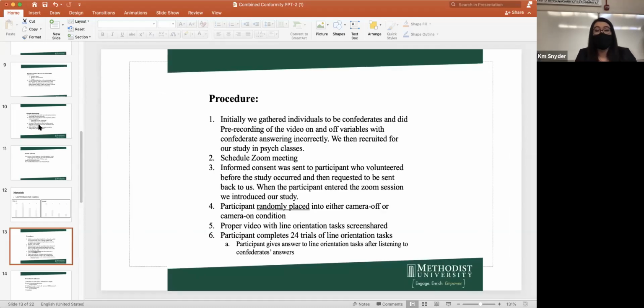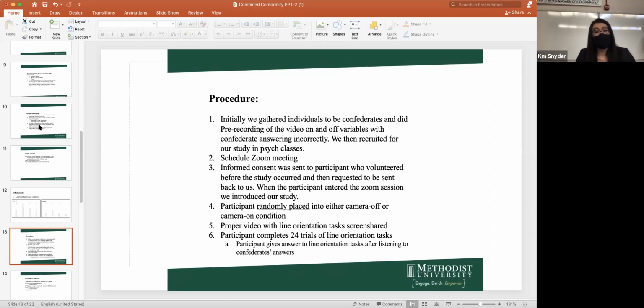Procedure. Initially, we gathered individuals to be confederates and pre-recorded the video on and off variables with the confederates answering incorrectly. We then recruited for our study in classes. We scheduled Zoom meetings with those participants. Informed consent was sent to participants who volunteered before the study occurred and then requested to be sent back to us. When the participants entered the Zoom session, we introduced our study to them.